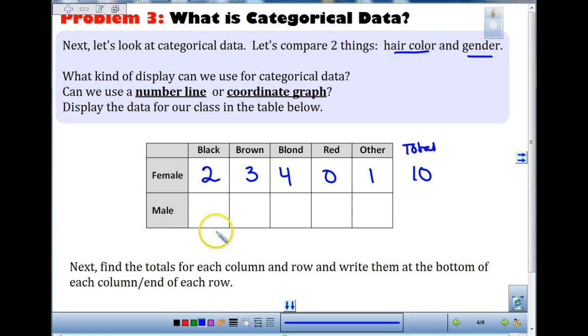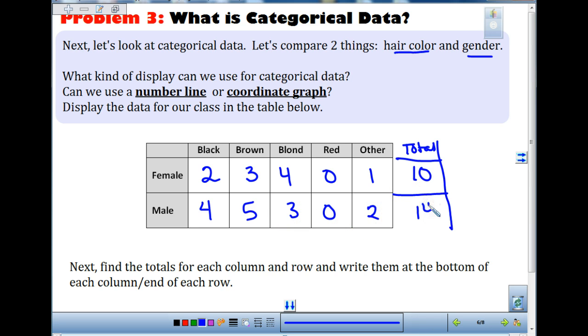If we are looking at males with the same thing, we again are going to have you raise your hand, and we might look at, oh, there were 4 males with black hair, there were 5 with brown hair, there were 3 blondes, we had no redheads, and we had 2 with other colors. So again, what would my total be if I'm looking at this? The total number of males in my class, 9, plus the 5 gives me 14.